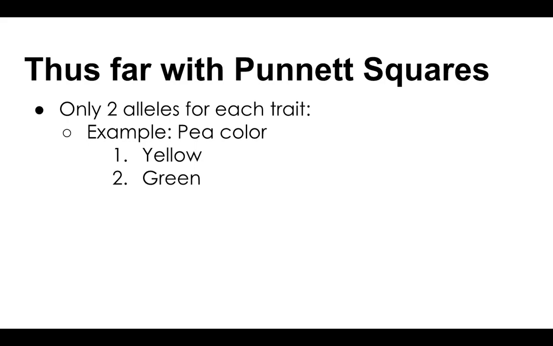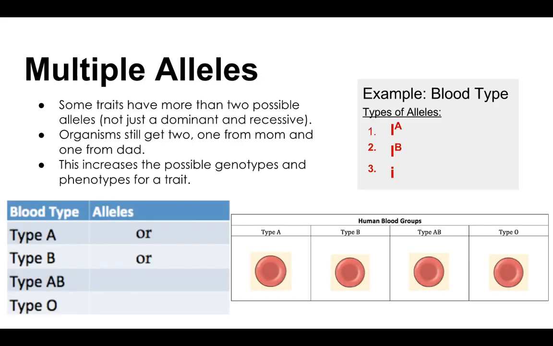So thus far with Punnett squares, we've really been talking about traits where there's just two alleles for that trait. So what do I mean by that? Well, with pea color, you could either have yellow or you could have green, and there's just two options there. All right, but there's plenty of other traits where you have more than just two options.